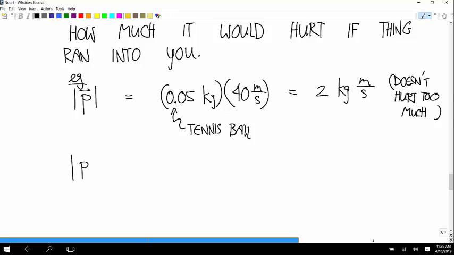And now let's think about the magnitude of the momentum for a Ferrari. What's the mass of a Ferrari? 1,000 kilograms?